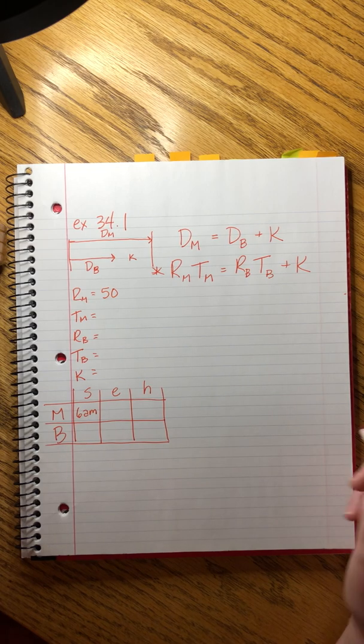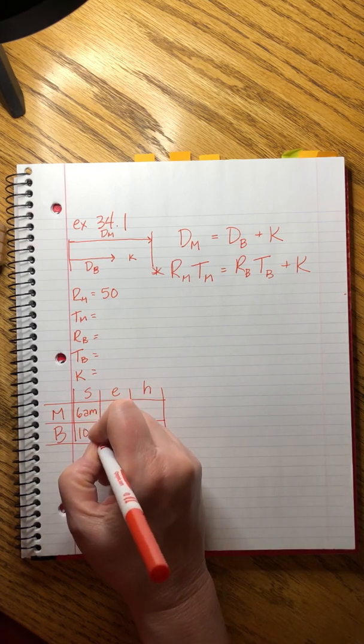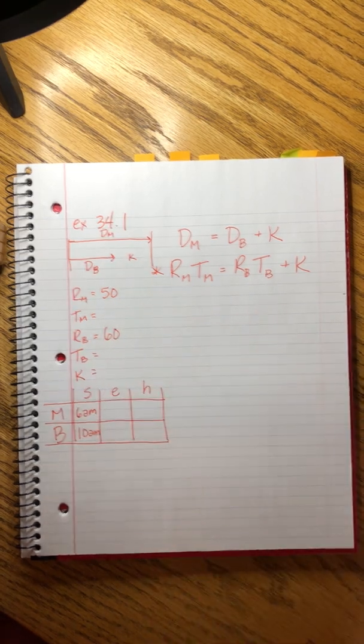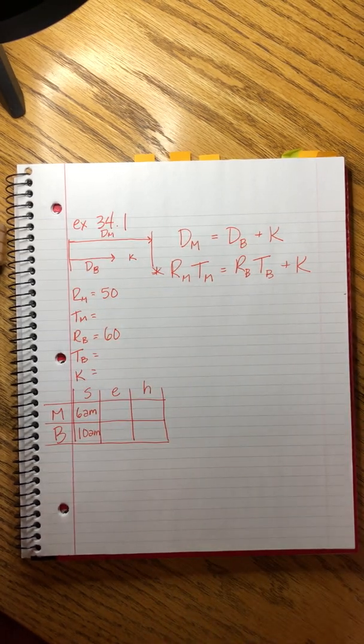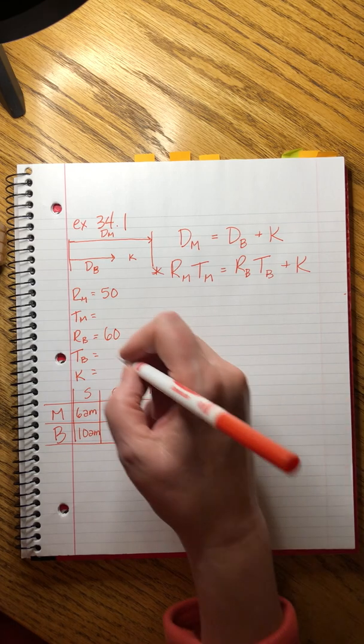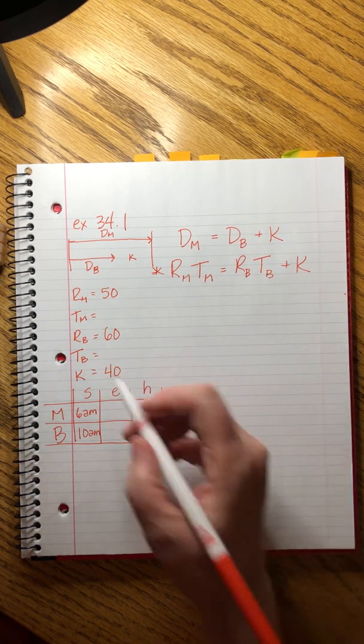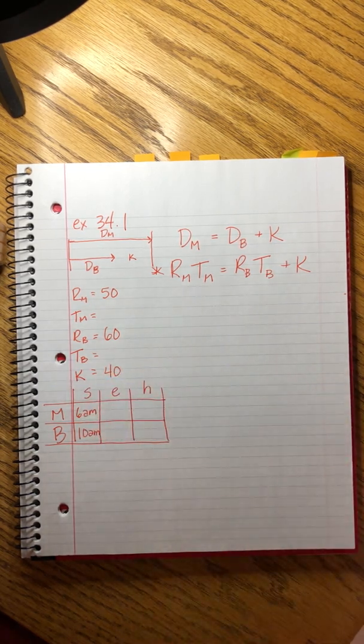Beauregard began to chase her at 10 a.m. Well, he slept in. At 60. Ooh, he's going faster. What time was it when Beauregard got within 40 kilometers of Millicent? So that's the gap, 40 kilometers.